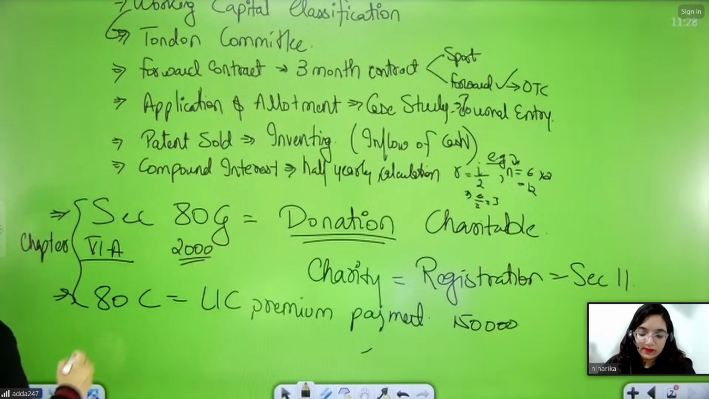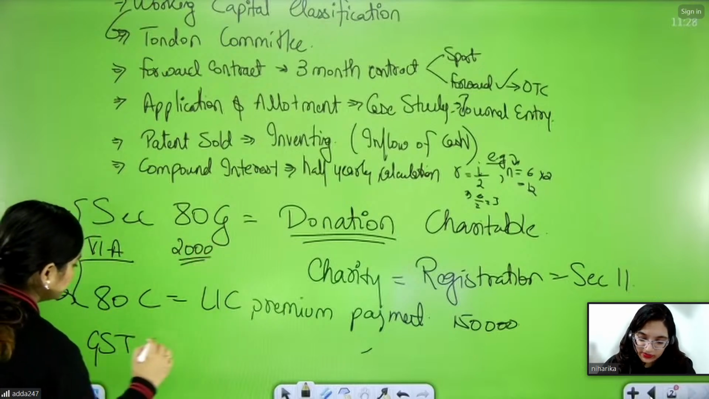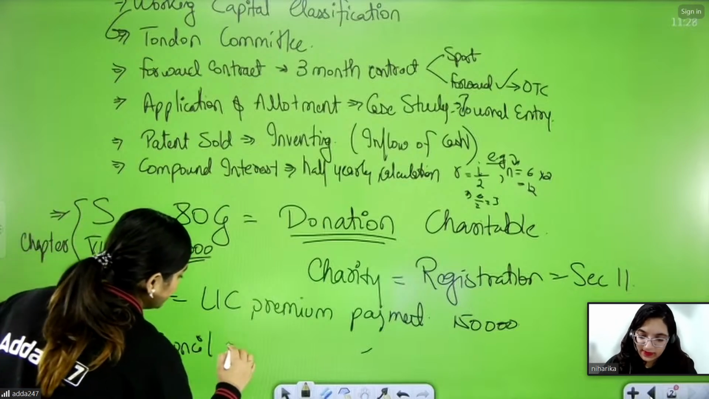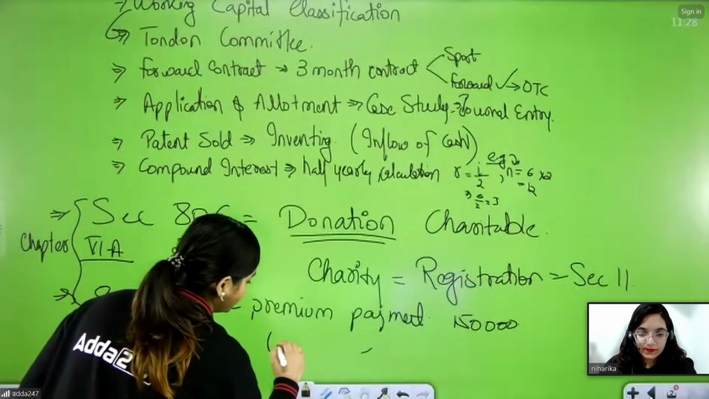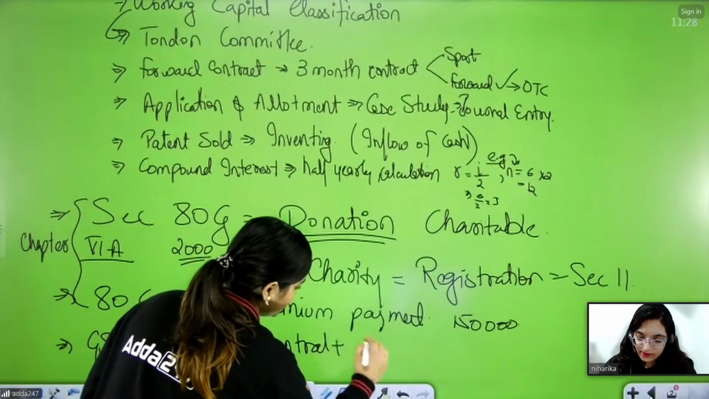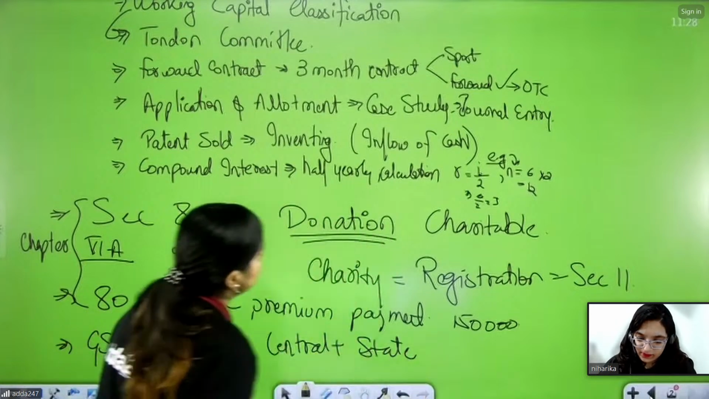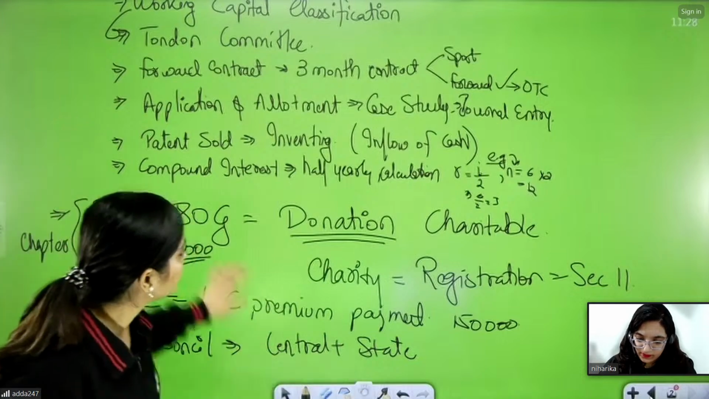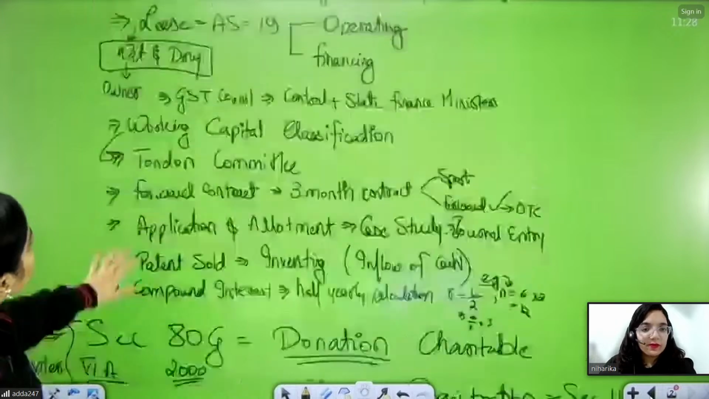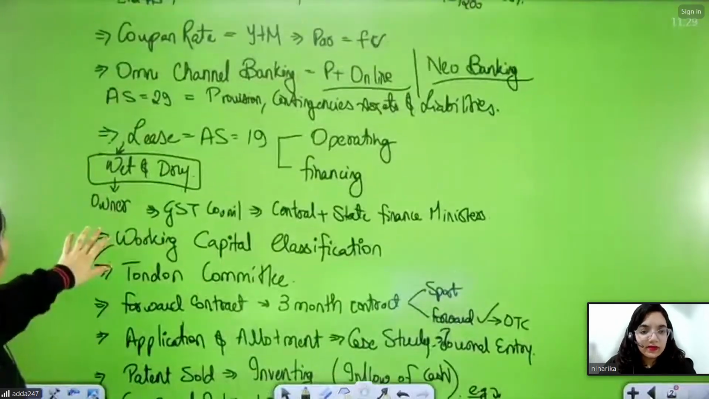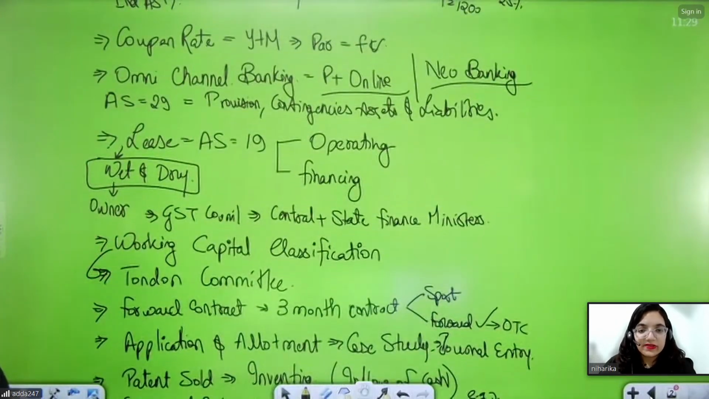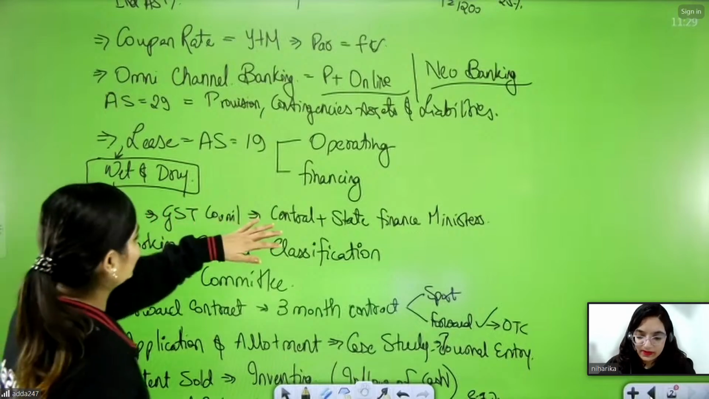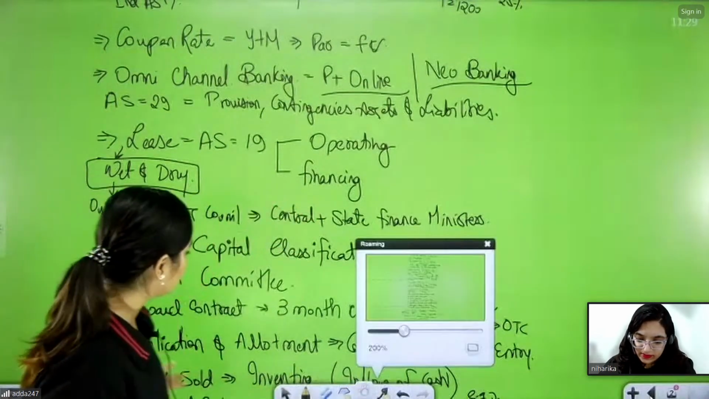Then we had the next question. The GST Council talks about central plus state members. As I already told you, the GST Council is the central plus state finance ministers. Then the working capital classification question, which is what we already discussed.